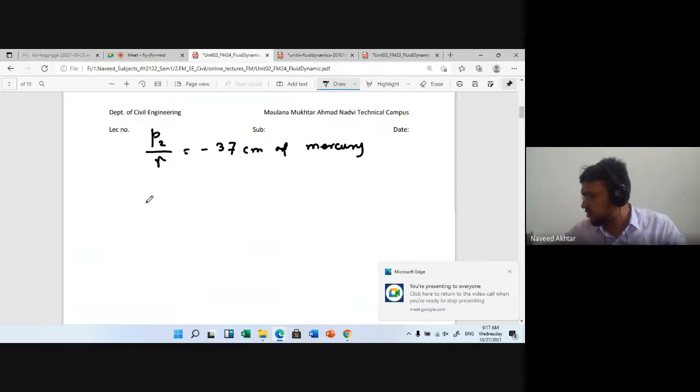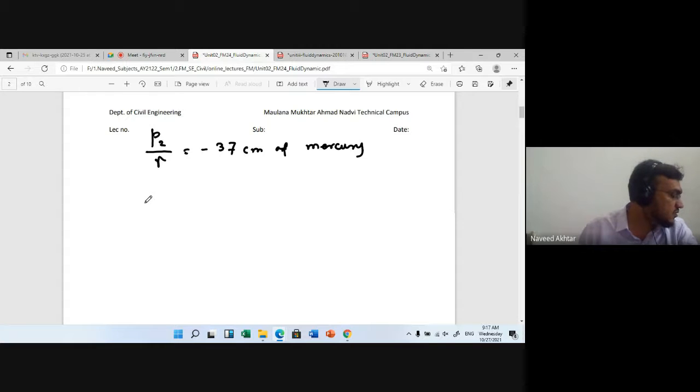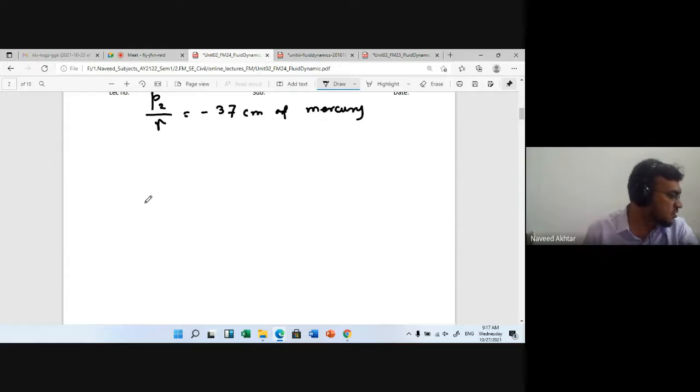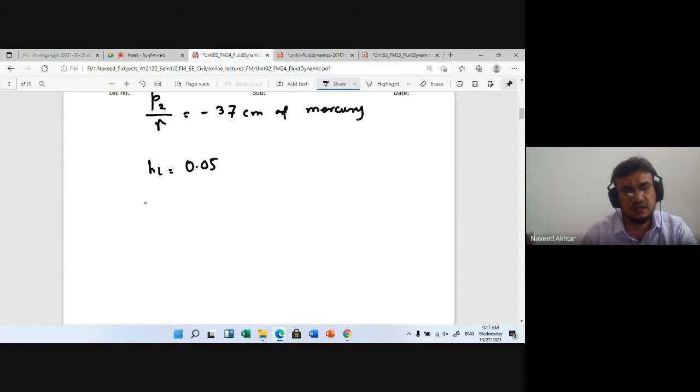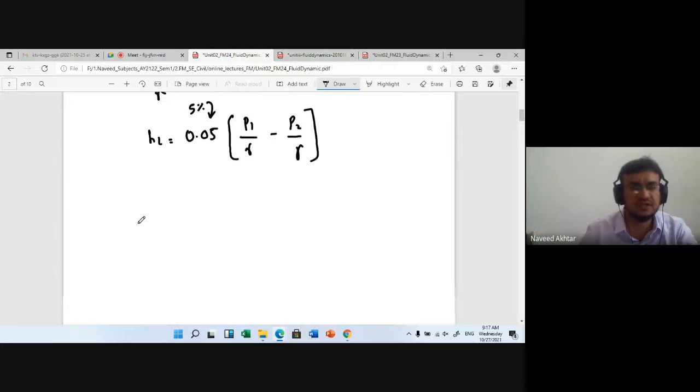So here you can see P2 upon gamma is minus 37 centimeter of mercury, and the loss is 5%. HL is given by 5%, that is 0.05. If I write 5% in terms of value, that is P1 upon gamma minus P2 upon gamma, which is nothing but the differential pressure or difference in pressure head.